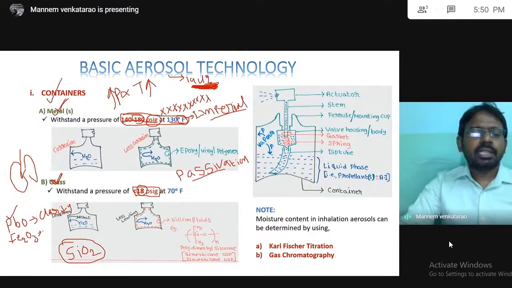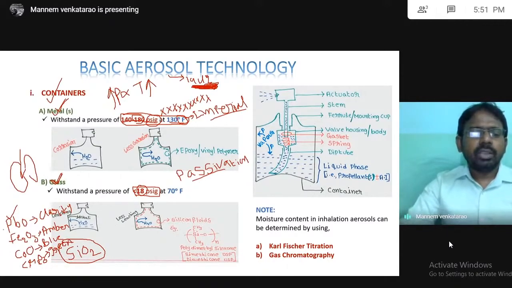Next, iron oxide. This iron oxide is responsible for the brown color of the glass. Brown color glass is also called amber color glass. These are the two widely used glasses in pharmaceutical dosage forms. In some cases, for cosmetics, we use cobalt oxide. Cobalt oxide imparts the blue color to the glass, whereas chromium oxide, Cr2O3, is responsible for the green color of the glass.